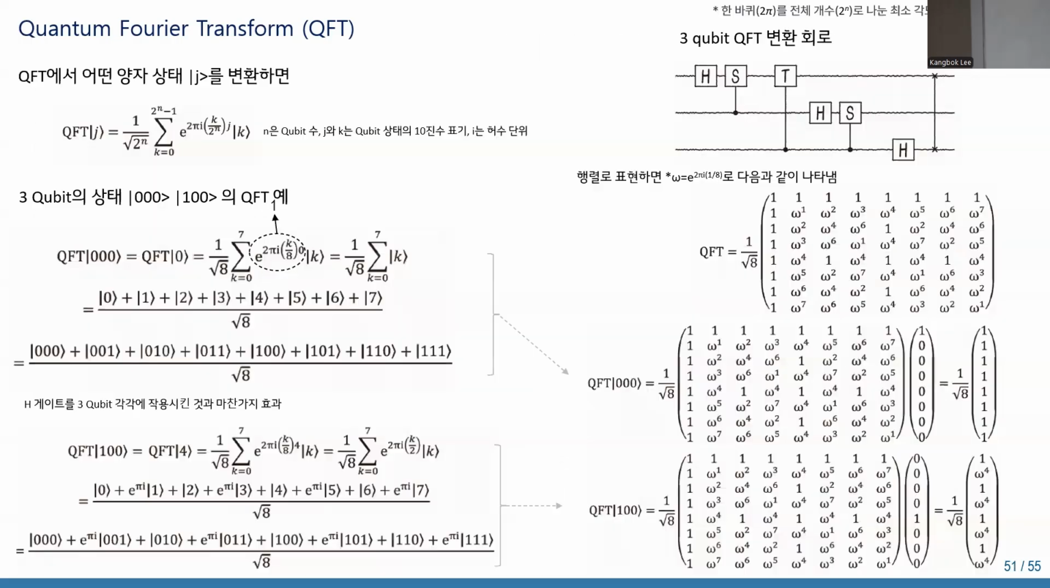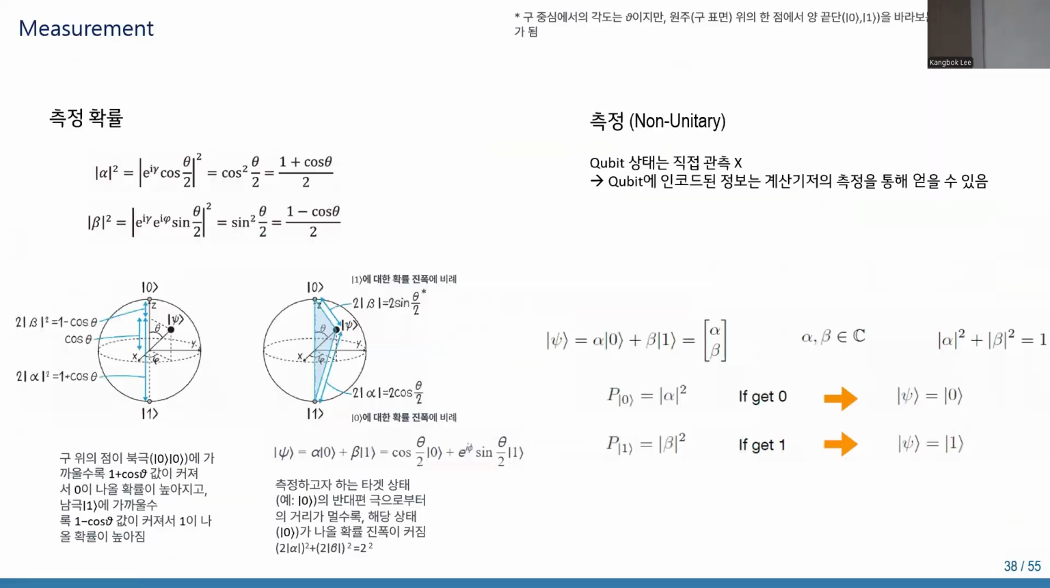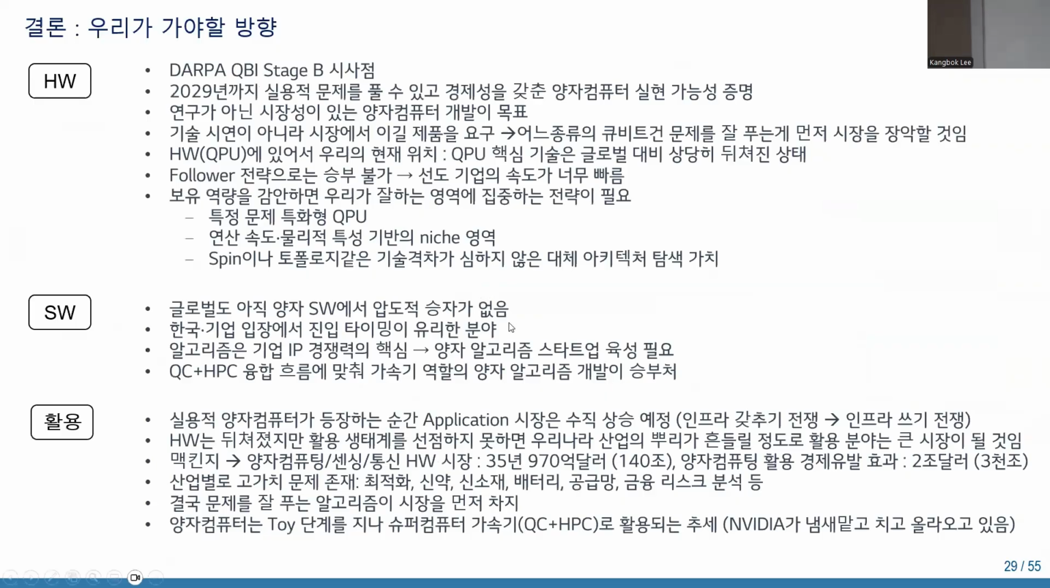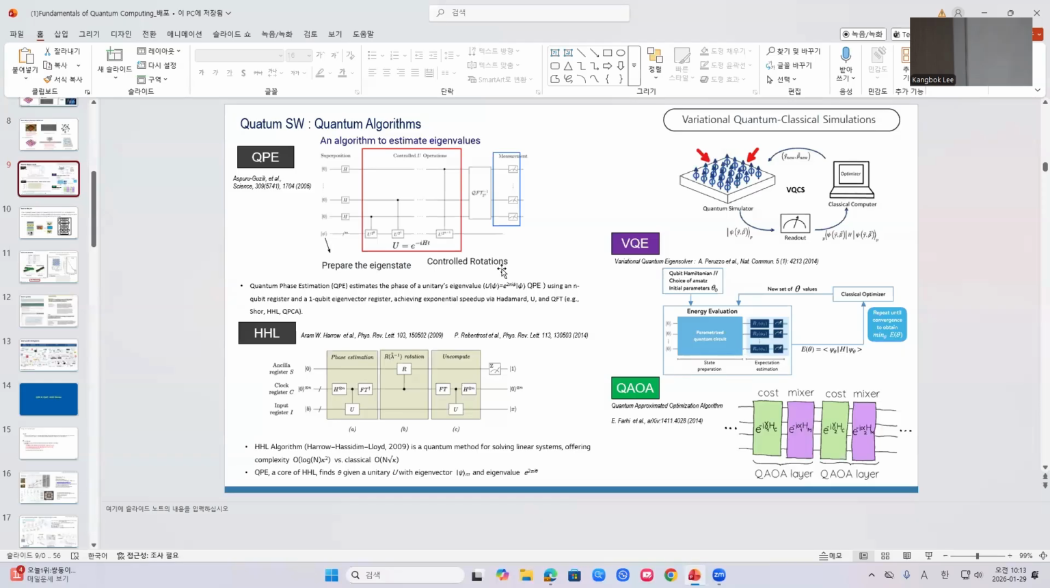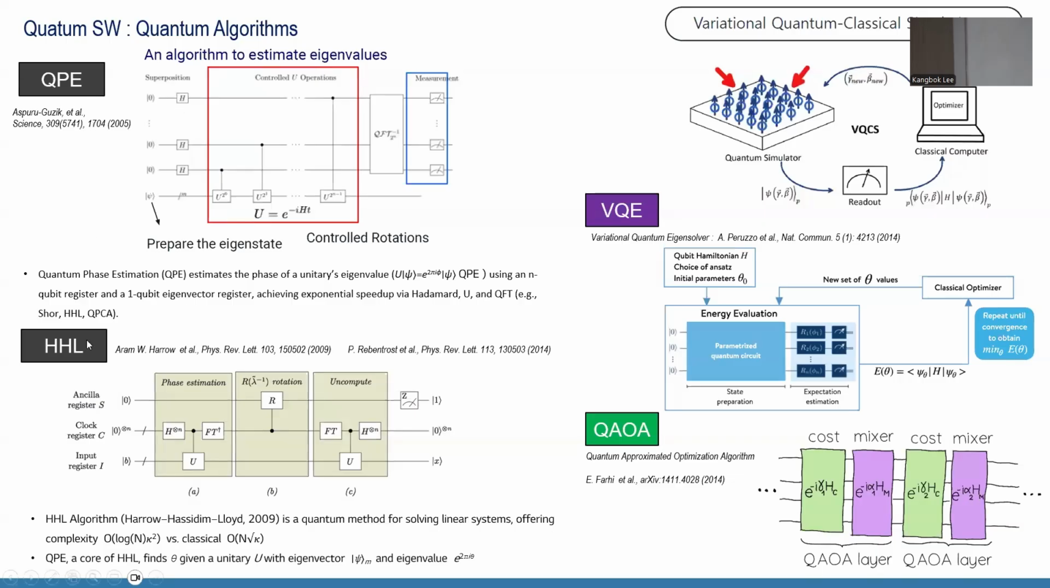Quantum Fourier transform. Okay, so as I said, there are so many quantum algorithms, and most of them stem from these 4 algorithms. This is the quantum Fourier transform, and these 2 algorithms are utilizing the quantum Fourier transform.